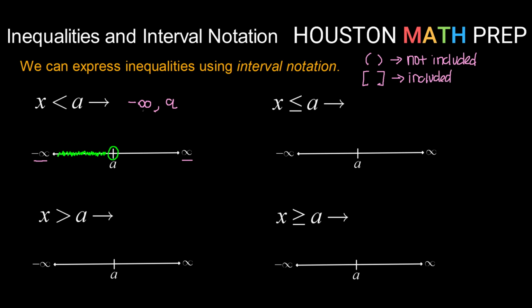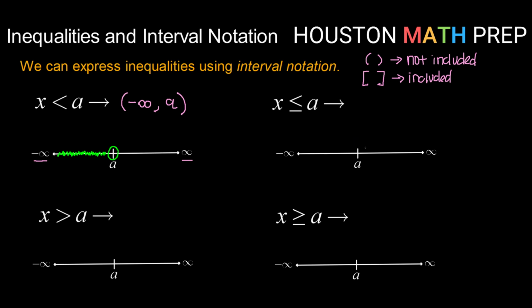Because negative infinity is not a value, it is not a number, it is more of an idea, we can never include negative infinity. So that one is going to get enclosed by a parenthesis. Here on our a, because we have this open circle and we do not have an equal to symbol, a is also not included, so we would close the a side also with a parenthesis.